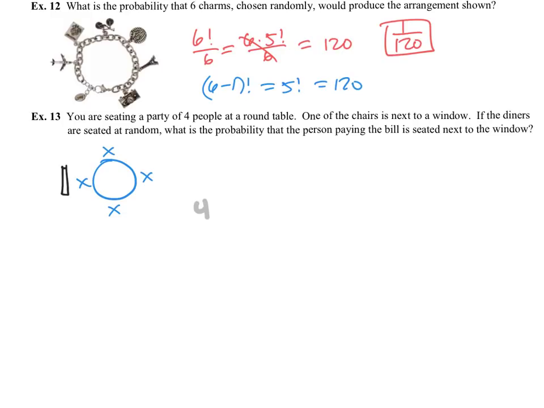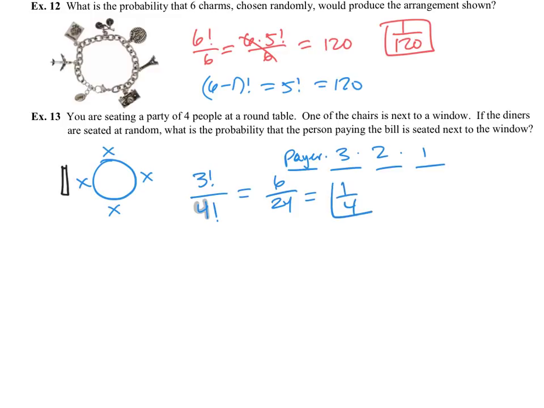But what is the probability that the payer is sitting next to the window? So think of those 4 spots, okay? Let's say the payer is in that spot next to the window. That leaves 3 people for the next spot, 2 people for the next spot, and then 1 person for the next spot. So in other words, the probability is 3 factorial over 4 factorial. Well, 3 times 2 times 1 is 6, and 4 times 3 times 2 times 1 is 24. So that turns out to be 6 out of 24, or there's a 1 out of 4 chance that the payer sits next to the window.